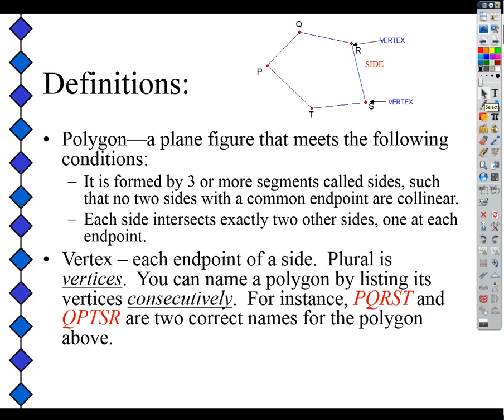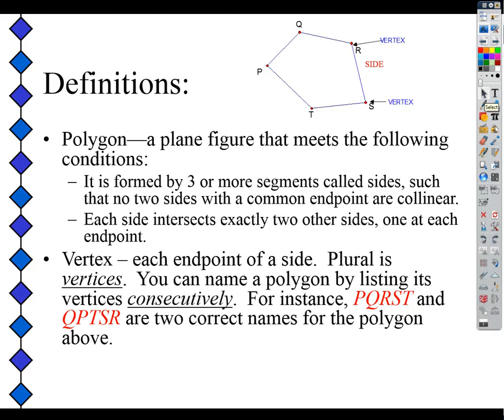A vertex is defined as an endpoint of a side, which plural is vertices. You can name a polygon by listing its vertices, but you have to do it consecutively. So if we're going to name this polygon up here, what is a name that would work? Abel, what's a name that would work for that polygon if I'm just going to label the vertices consecutively?